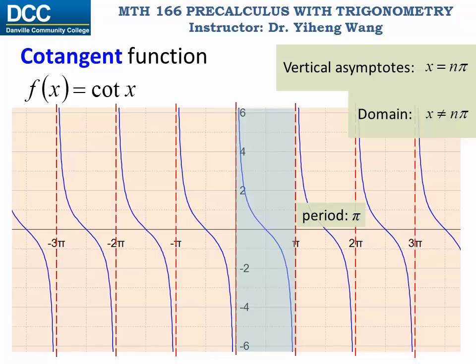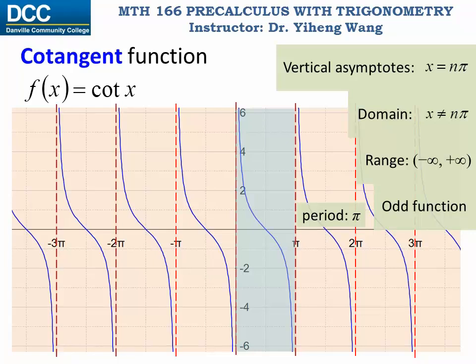Once again, the range for the cotangent function also includes all real numbers from negative infinity to positive infinity. And the graph is also symmetric about the origin. Therefore, cotangent function is also an odd function. And lastly, within each period, the cotangent function is always decreasing.